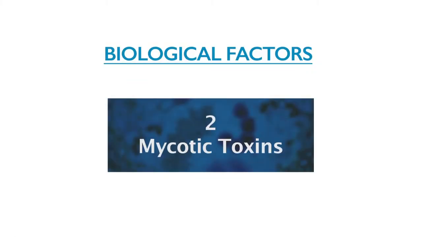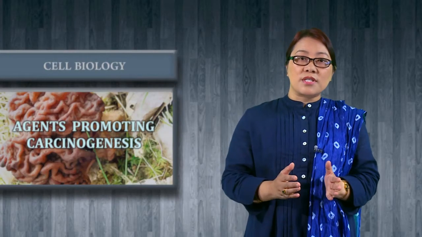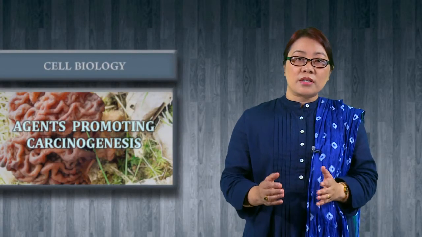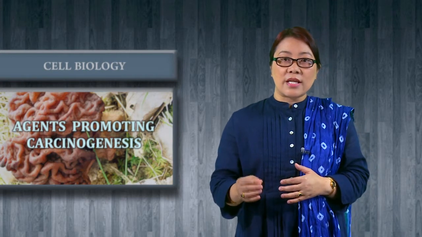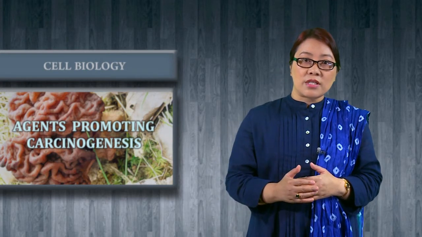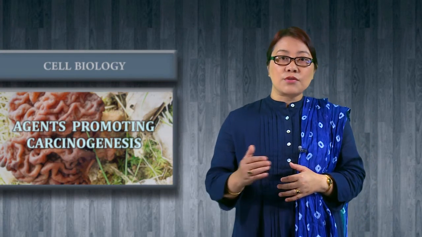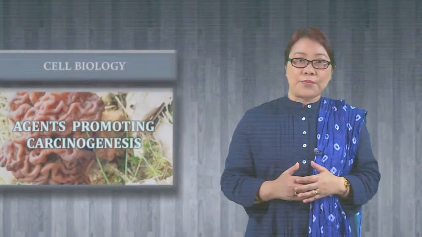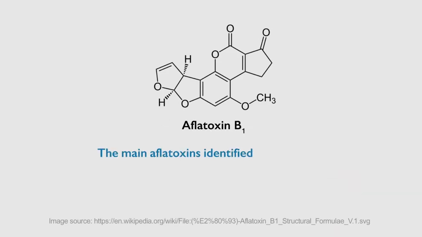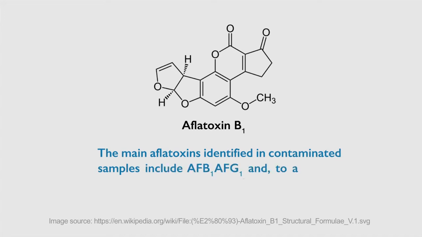Next, let us take up the mycotic toxins. Consumption of foods such as corn, peanuts, coconut oil or cotton seeds contaminated with aflatoxins produced by different species of Aspergillus has been shown to induce liver cancer. The main aflatoxins identified in contaminated samples include AFB1, AFG1 and to a smaller extent AFM1, AFB2 and AFG2.